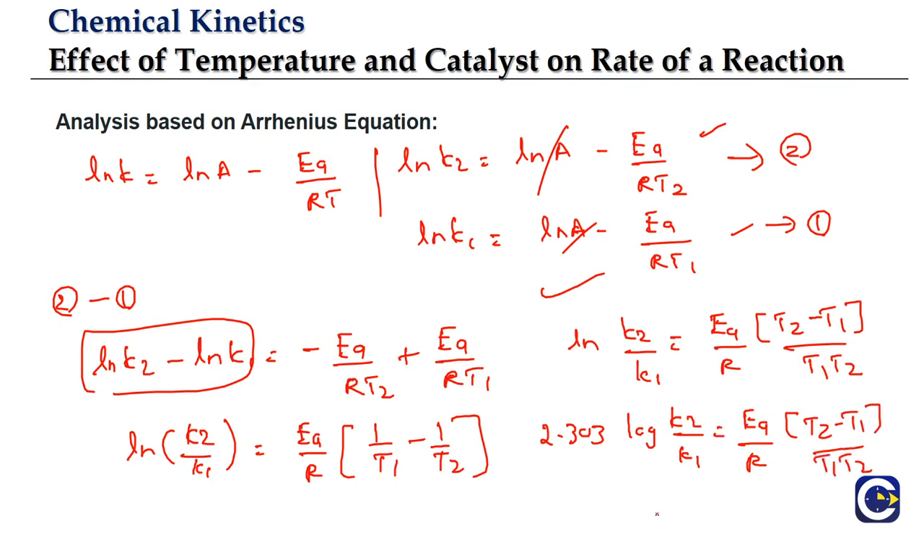And we can see one thing here: if we increase the temperature, if T2 is higher, that would mean that the k2 value will be higher. As we increase the temperature, the value of the rate constant is going to increase, and hence the rate of the reaction also will increase. This is how we look at the analysis of temperature dependency based upon the Arrhenius equation.